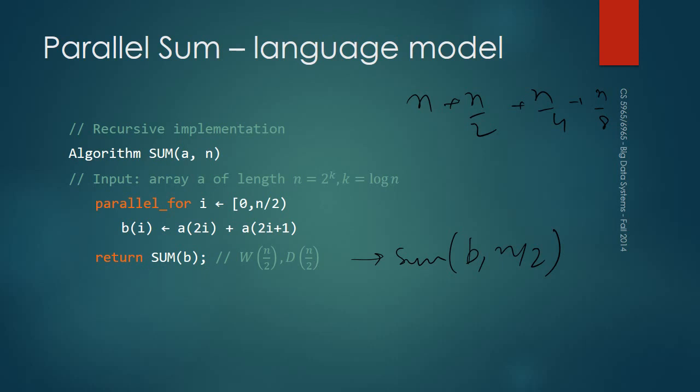You basically go from 0 to n by 2 and you add up the counterparts, 2i and 2i plus 1. And you create a temporary variable out here. And then you call sum on that, right? So this is how you would do this.